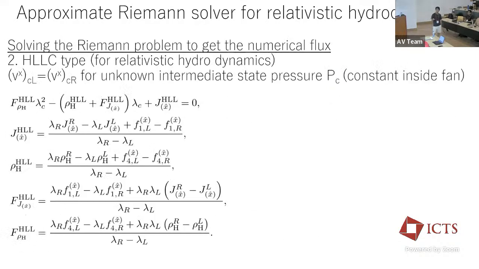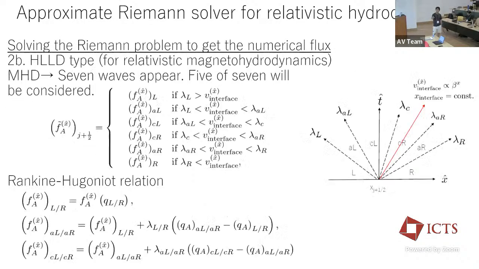So HLLD is the more advanced one, in which 5 of the 7 waves are considered, which means that you take into account the fast waves, left and right propagating, the left and right propagating Alfvén waves, and the contact discontinuity, but you ignore the slow waves. So the thing is very similar to the HLLC case.